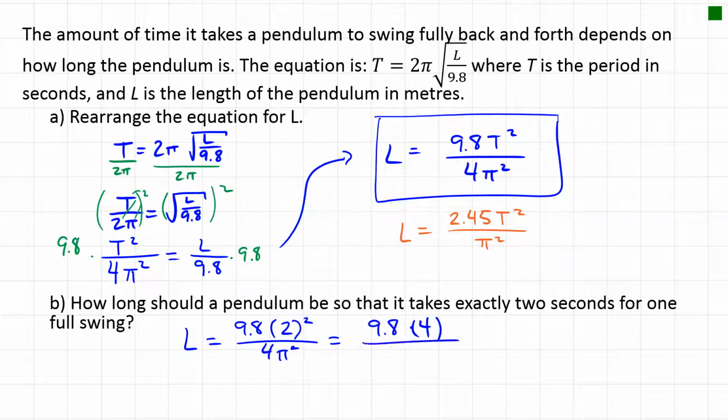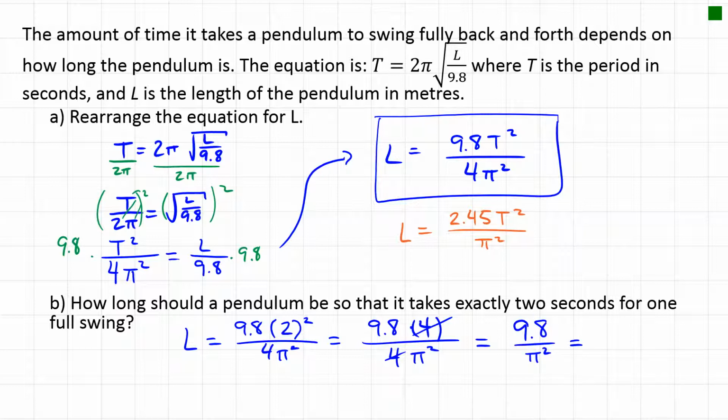2 squared is obviously 4, and then I have 4 pi squared. So I'm going to have to calculate this in my calculator. 9.8 times 4 divided by 4 pi squared. We could make this a little simpler on ourselves and cancel out the 4s. So why don't we do that? That would just be 9.8 divided by pi squared.